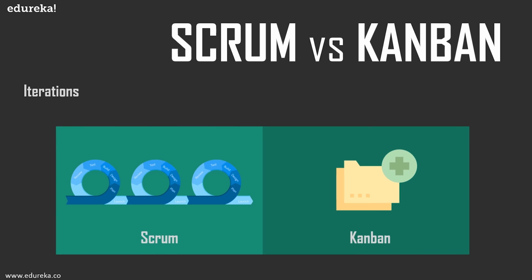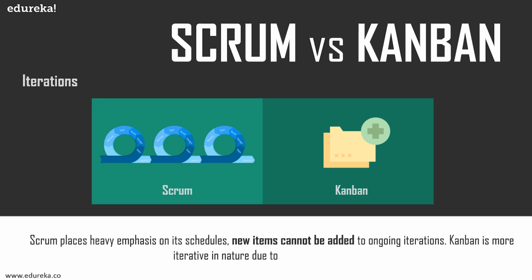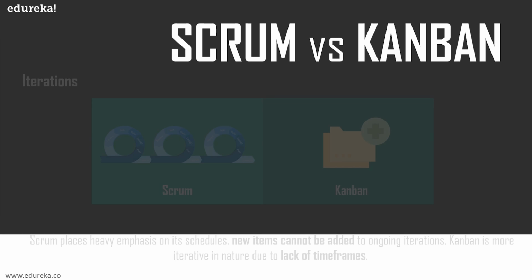Next, we have iterations. Since Scrum places heavy emphasis on its schedules, new items cannot be added to ongoing iterations. Only when the current sprint is completed can they take on another sprint. Gradually, teams get adept at estimating and scheduling sprints accordingly. In Kanban, it is more iterative in nature due to the lack of time frames, and so new items can be continually added whenever additional capacity is available. When any task moves from in-progress stage to completed stage, a new task can take its place immediately.